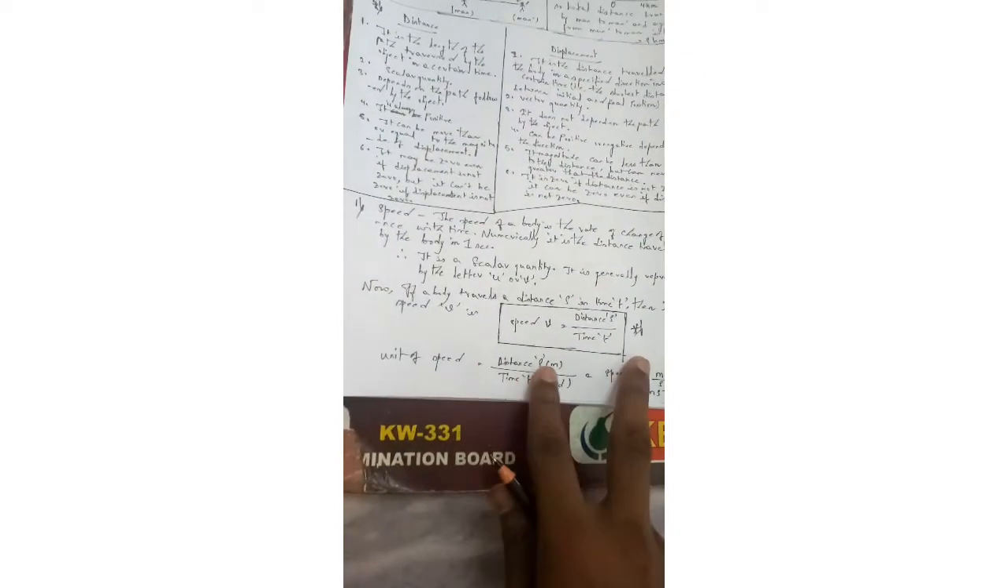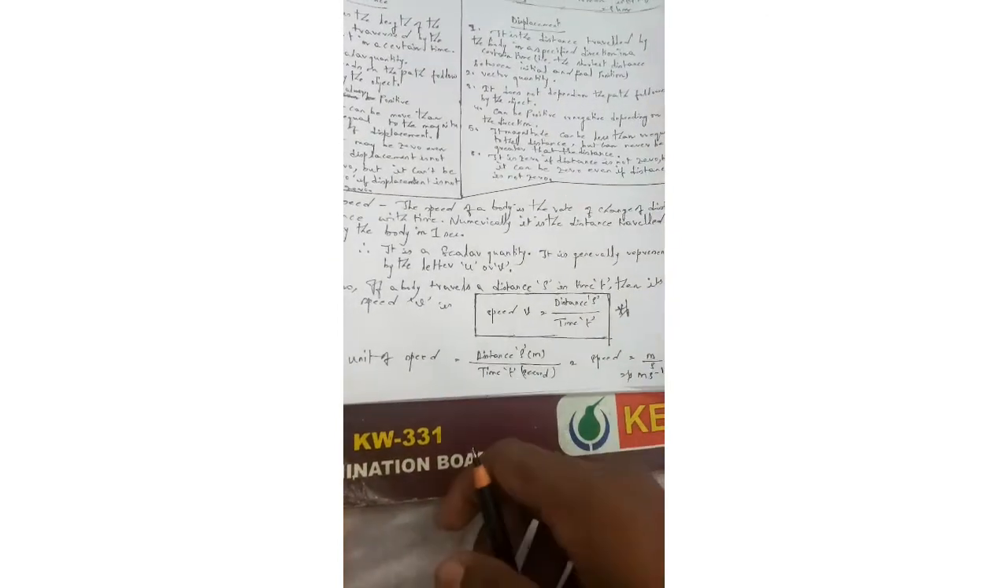For the unit of speed, distance is in meter, the SI unit, and time small t is in second. So speed equals meter by second, and generally in the exams we learn that meter per second, meter second minus 1. Usually in the boards we should write meter second minus 1. The other is also the right form, but it's not used commonly, so you guys should write meter second minus 1.